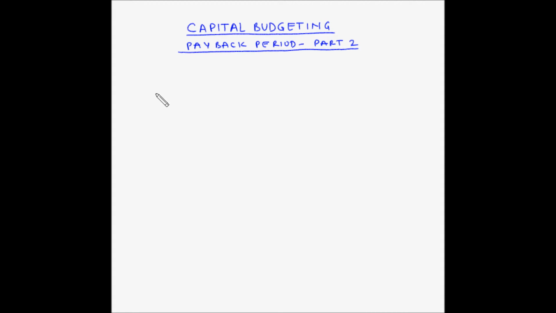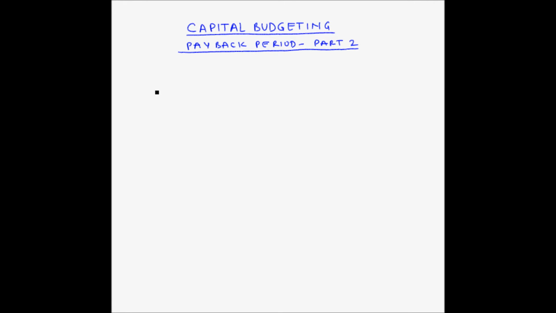When evaluating multiple projects, the payback period method gives the highest ranking to the project which has the shortest payback period and lowest ranking to the project with the highest payback period.